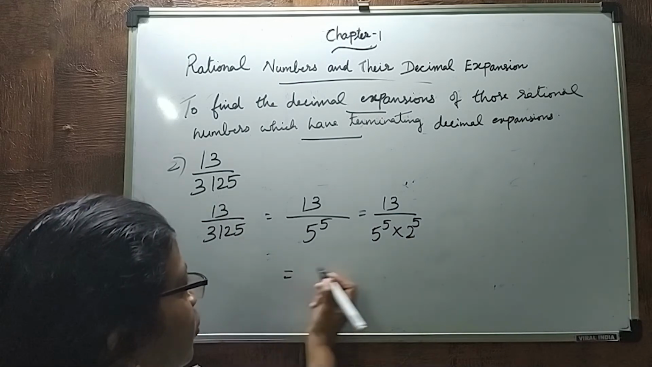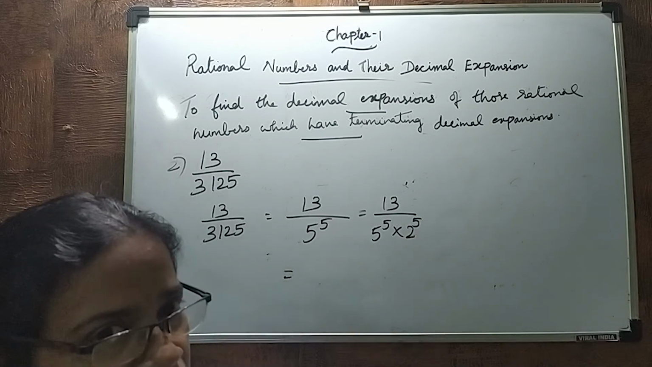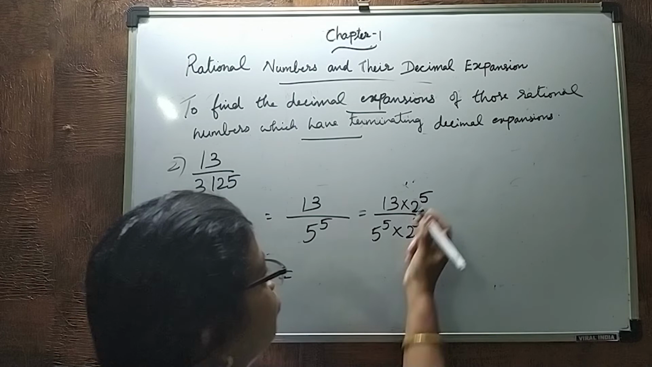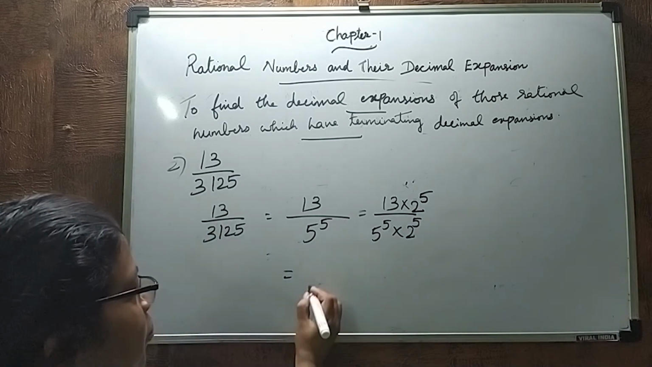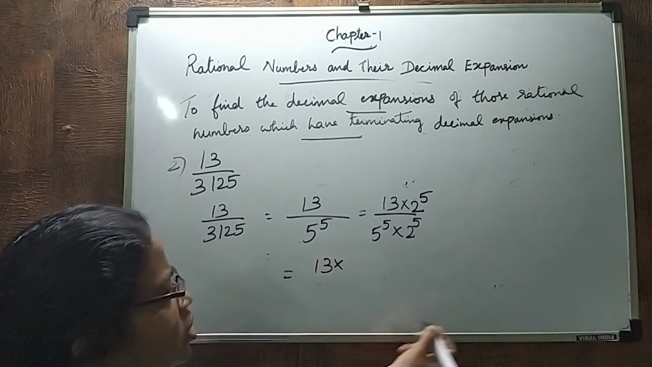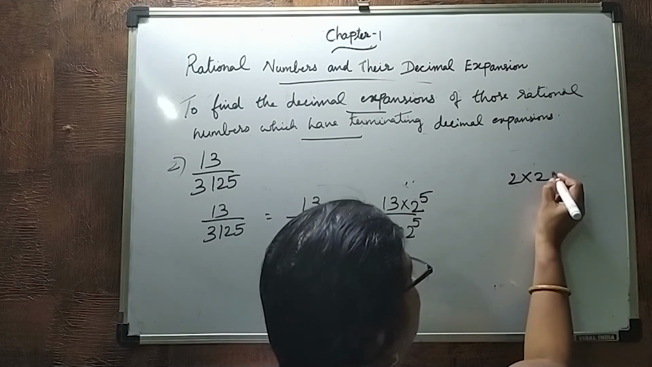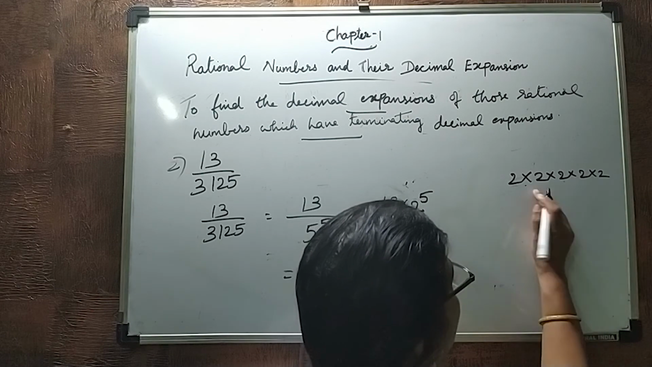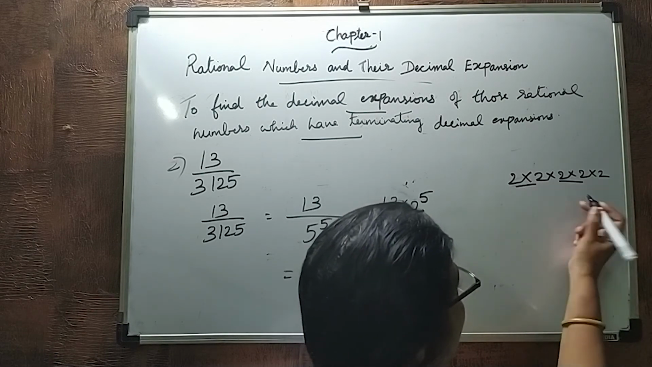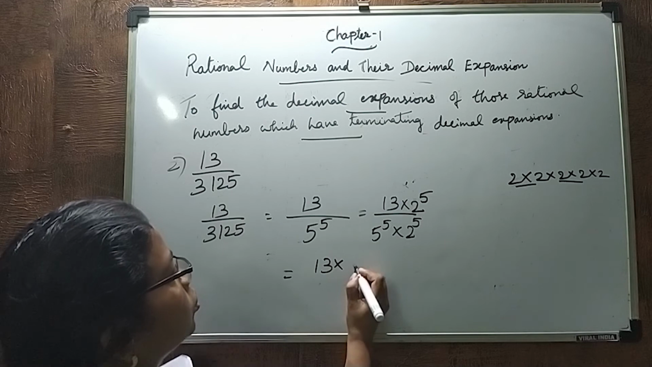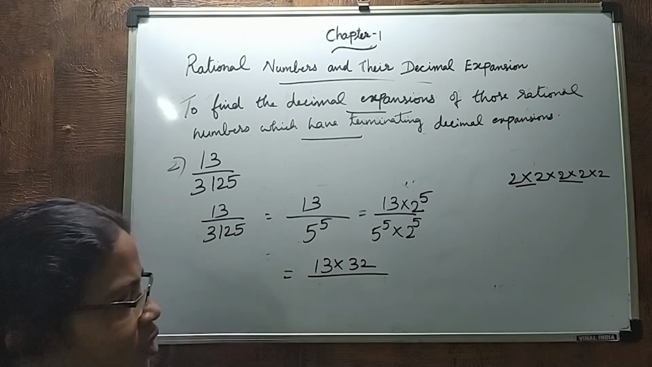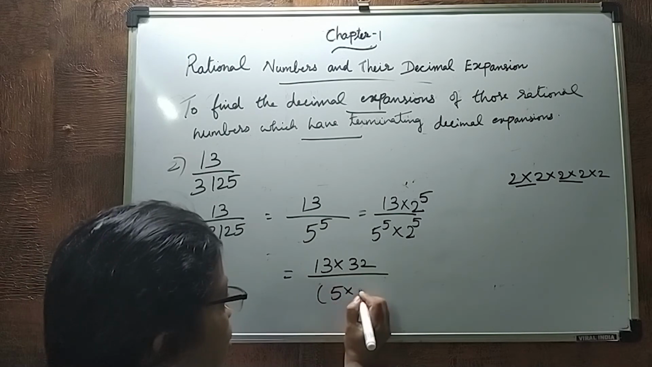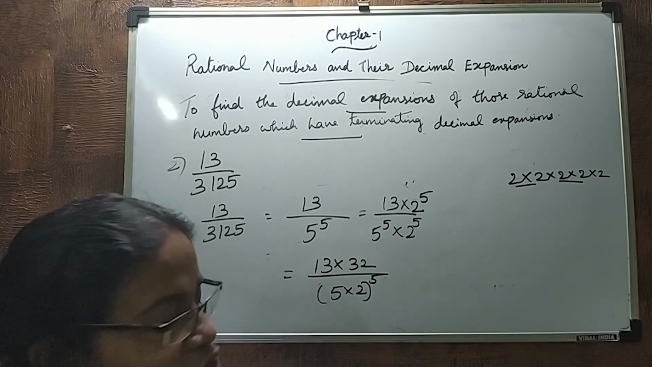Then what do you have to do now? Whatever we multiplied in the denominator, the same thing you have to do in the numerator also, 2 raised to 5. So it will be 13 into 2 raised to 5. What is 2 raised to 5? 2 into 2 into 2 into 2 into 2, 1, 2, 3, 4, 5. 2 into 2 is 4, 4 into 4 is 16, 16 into 2 is 32. Divided by 5 raised to 5 into 2 raised to 5, which can be written with the same exponent, so in the bracket you write the common exponent.